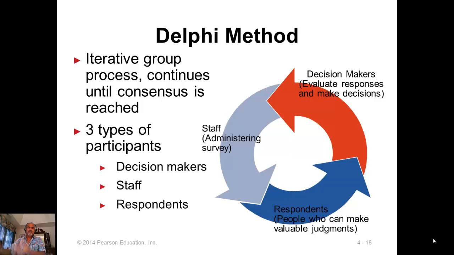outcomes. So you then take those outcomes and feed it back to the respondents. The respondents look at those responses, and then they fine-tune their previous responses, and you go through this iterative process until a consensus is evolved in terms of what the demand forecast is going to be in the future.